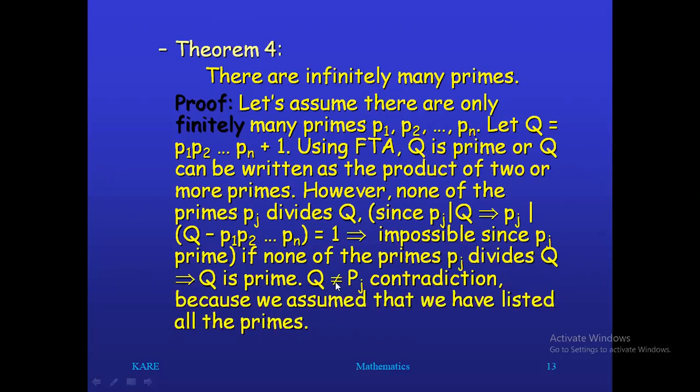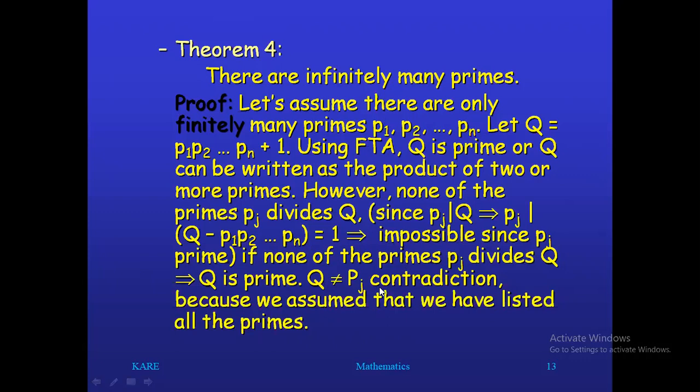Therefore, Q is not equal to Pj. It's a contradiction result. So what do we simply say? Q is a prime, we are getting it. So therefore, Q is not equal to Pj. It contradicts, because we have taken here Q is prime.